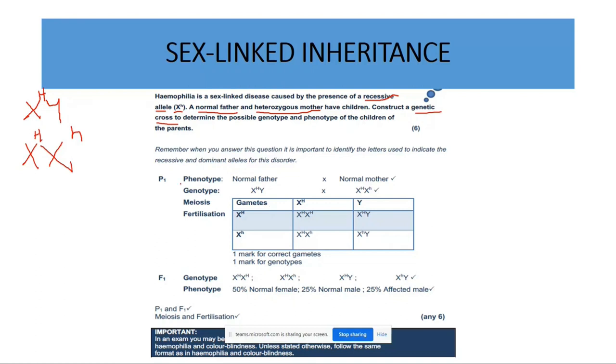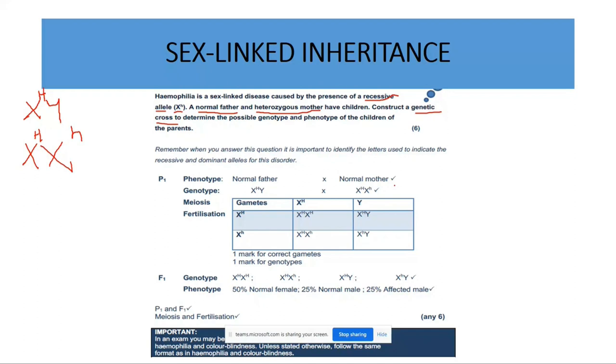So P1, genetic cross, my recipe, phenotype: we said it's a normal father. We can't just say father, because is the father affected or not? So you say normal father crosses with normal mother. The genotype for a normal father is X big H Y, because if he had a small h, he would have been a hemophilic father. Normal mother, but they say she's heterozygous, so she must have big H, small h. It can't be big H big H, because then she's homozygous.